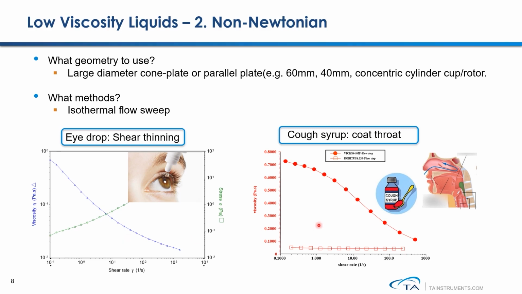The example on the right side is showing you the viscosity curve of two different kinds of cough syrup formulations. From these results, you can see that under high shear conditions, these two formulations show similar viscosity. But under low shear rate, the viscosity of these two formulations is significantly different. From these results, you can predict which formulation will potentially do a better job to coat your throat.